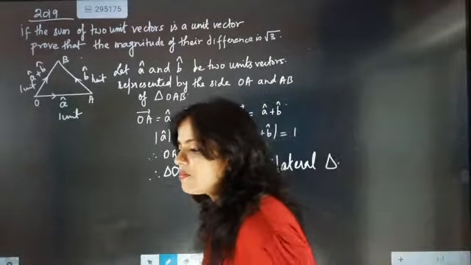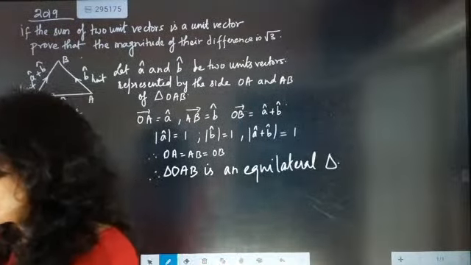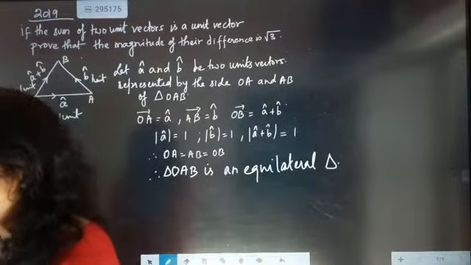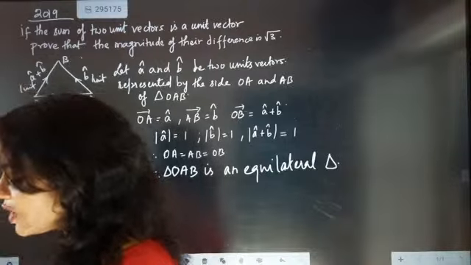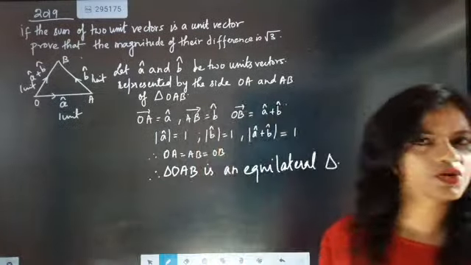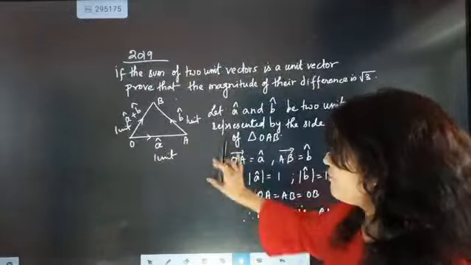So when we are talking about OAB as an equilateral triangle, Harish, absolutely correct. Now the next work we are going to do, Harish, because one work we have already finished. Now the next work is, all these are unit vectors, beta. So now I am going to create a change in the figure itself.